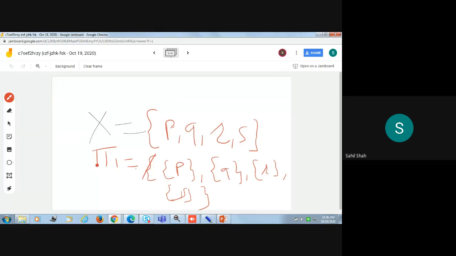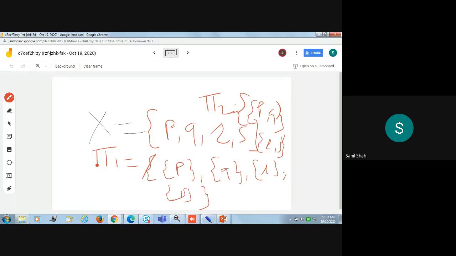Let me cross check. Okay. Somebody may say that in pi 2 I am going to have only two pairs. One pair will be p, q and the other pair will be r, s. Yes, it is possible and it is perfectly fine. Okay, you can have this as well.